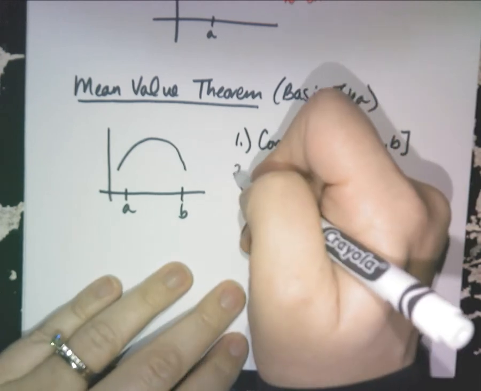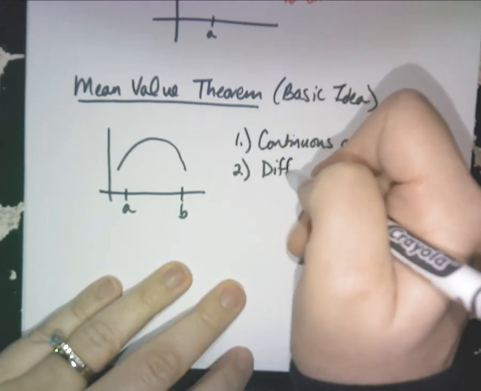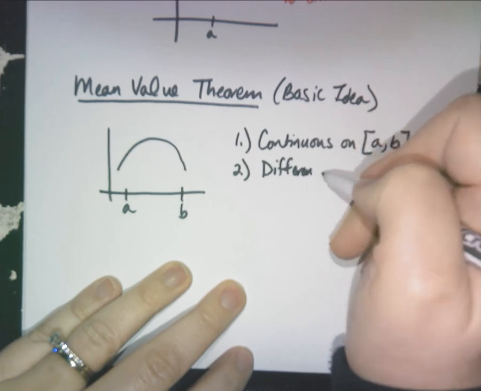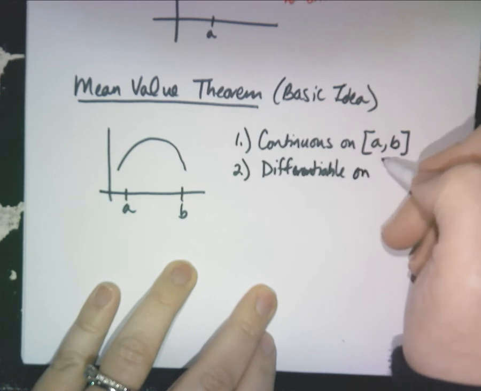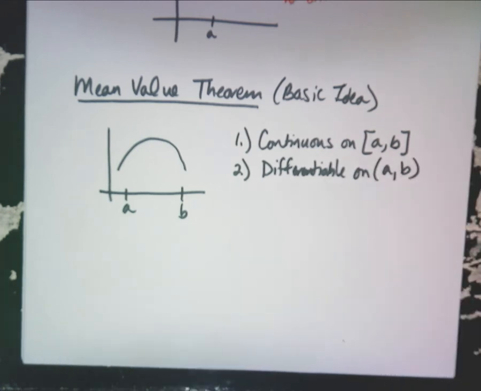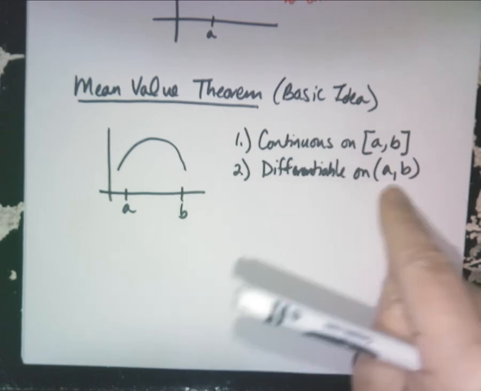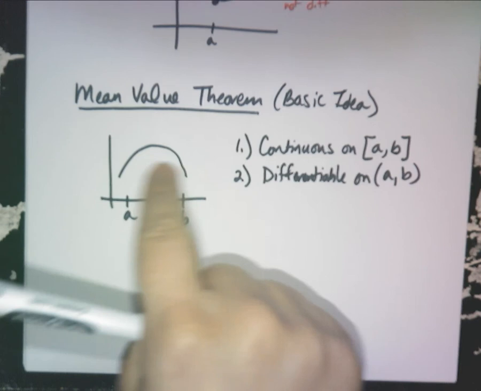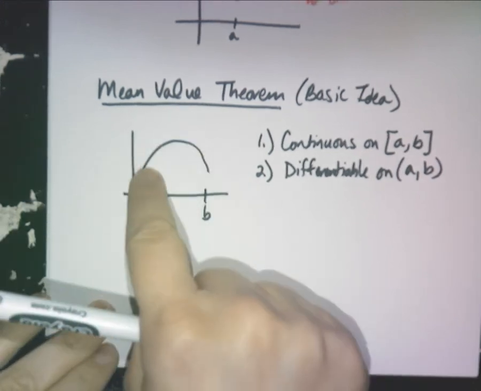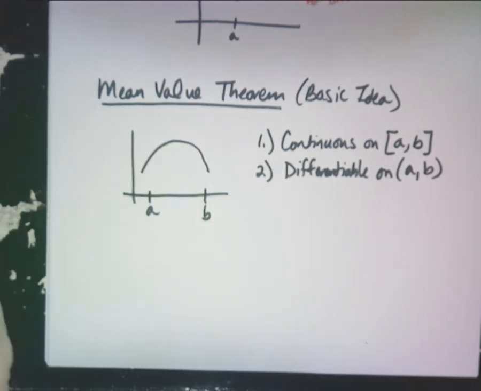Okay. Number two, you have to be differentiable, meaning I have to be able to take a derivative, on the open interval AB. I have to be able to take a derivative everywhere between A and B, but not necessarily at A and at B. Does that make sense? Very close to A and B, but not at A and B. So I am good right now. This right now is continuous. I can take a derivative everywhere. I have no problem. Perfect.